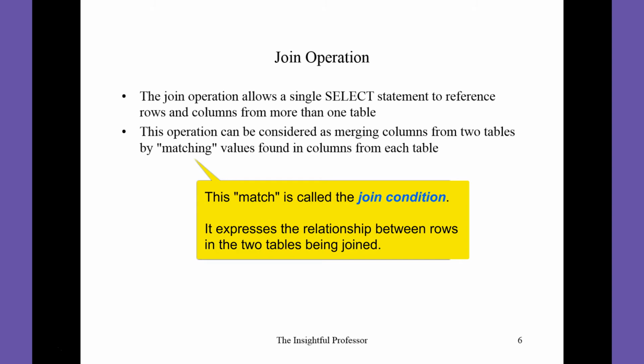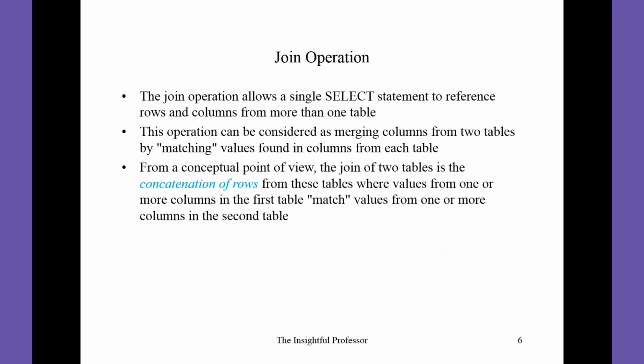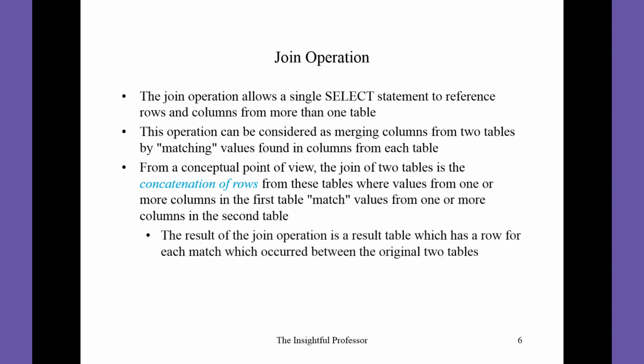This match is referred to as a join condition. This is where we're expressing the relationship or the association between rows that reside in different tables. From a conceptual point of view, the join of two tables can be considered as the concatenation of rows from these tables, where values from one or more columns in the first table match values from one or more columns in the second table. The result of the join is a new table.